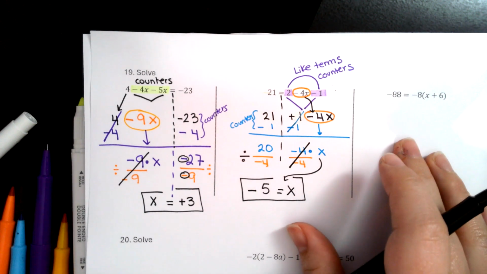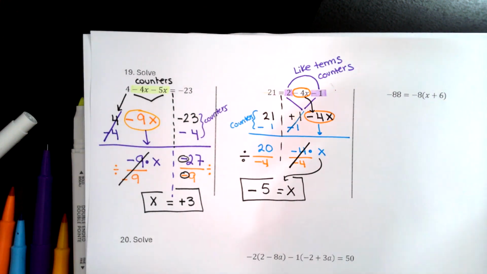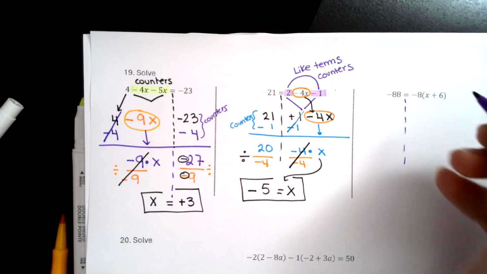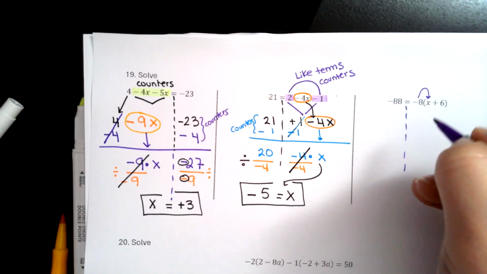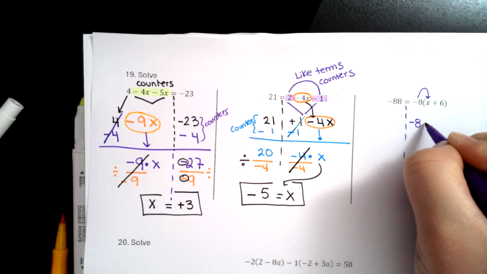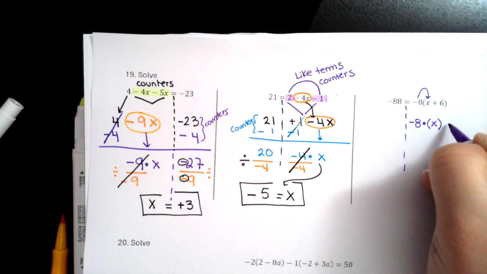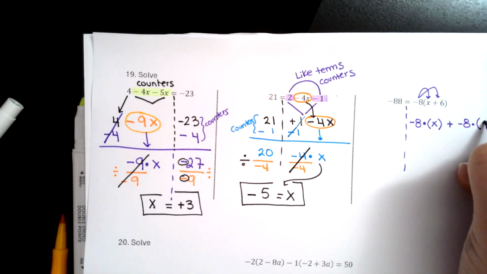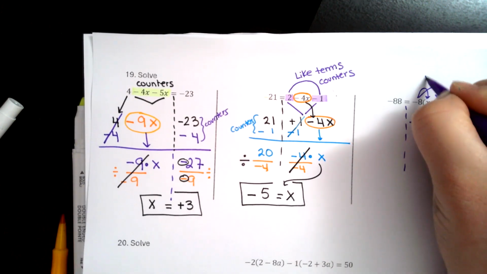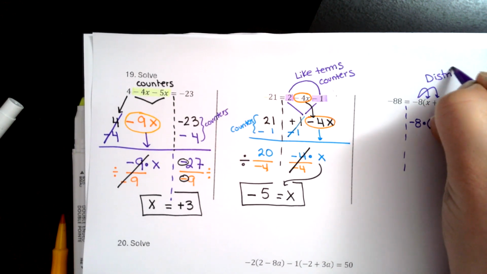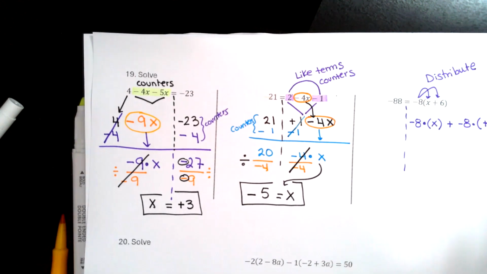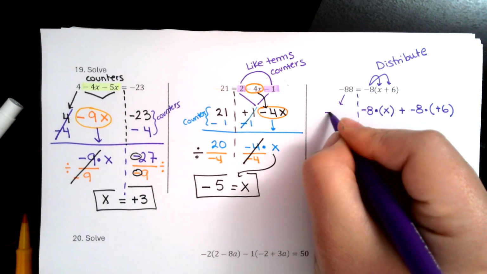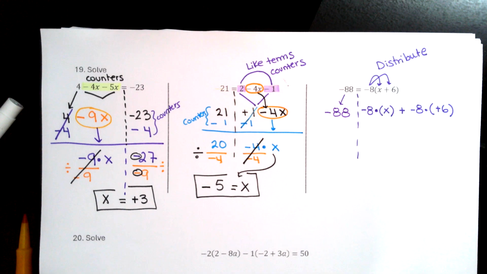Now, this one's kind of kicking it up a little bit. In that, you notice that we need to distribute. We're going to take that -8 and bring it onto x, so -8 times open x, and -8 times open +6 close it. So this is called the distributive property. We're going to distribute that -8. I'm going to bring down that -88 on the other side.